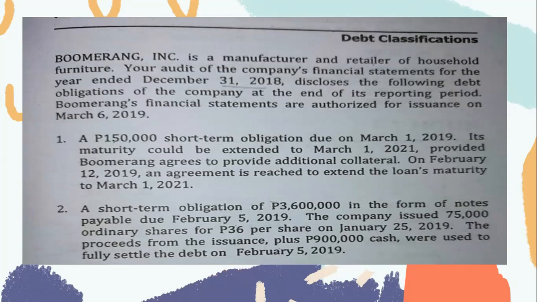Non-current. Bakit siya non-current? Sino nagsabi na non-current? Nag-agreement. Non-current. Why non-current? On February 12, 2019, nag-agree na sila na i-extend ang loan to March 1, 2021. So, that's beyond 12 months, tama. Tama. Non-current. Sino ang naghambal na current?